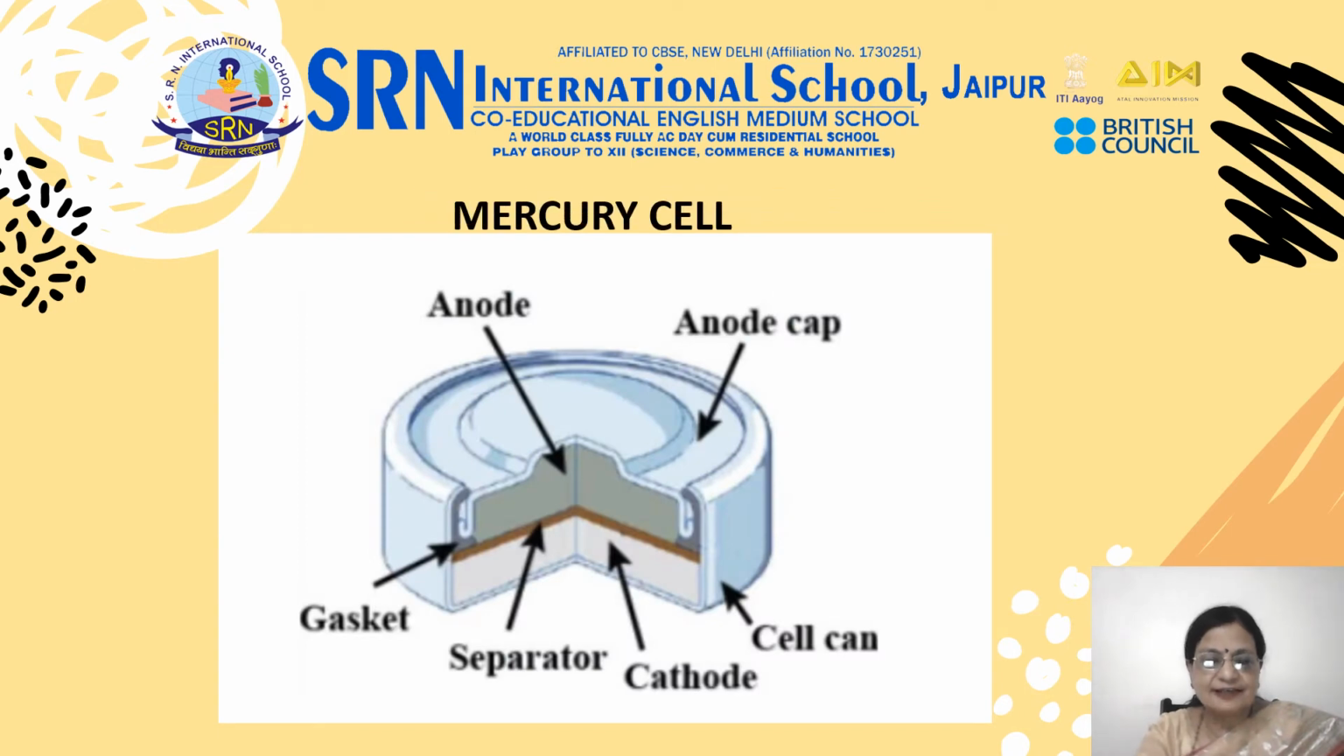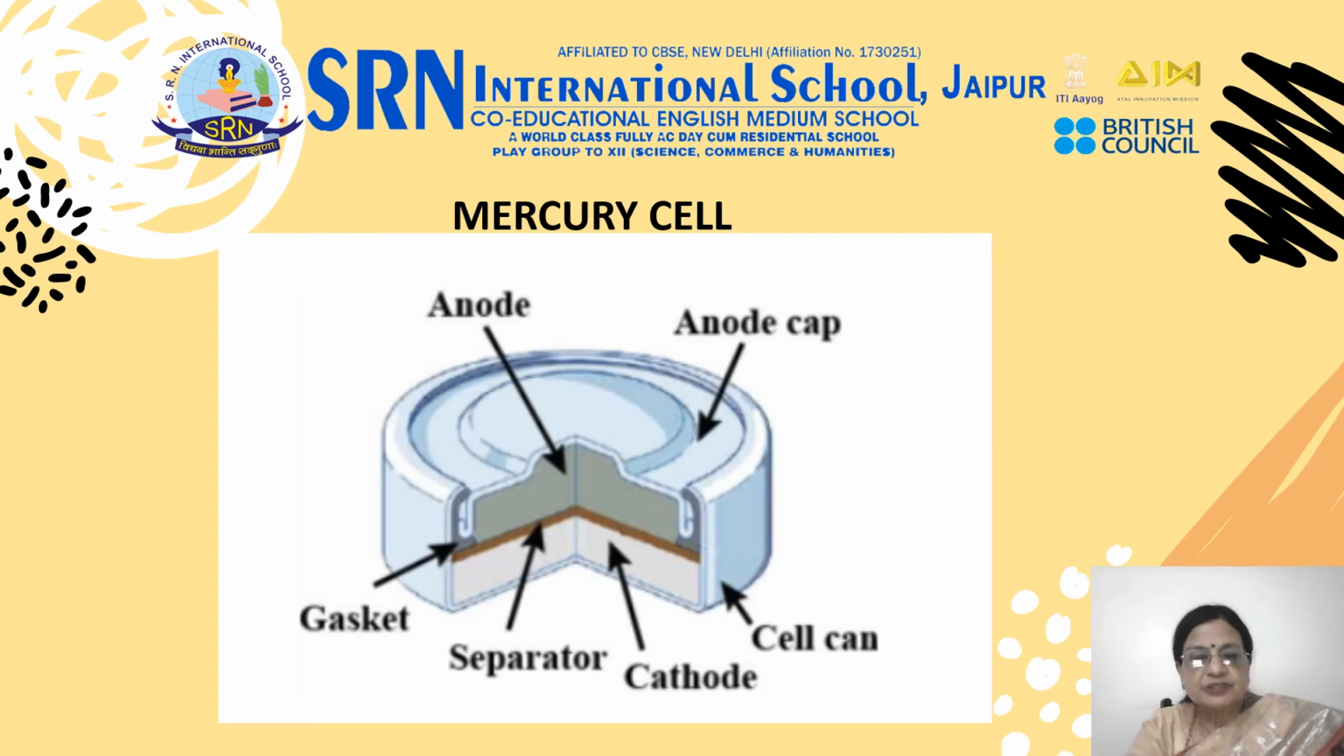Mercury cell is another example of a galvanic cell, and it is a primary cell. Mercury cell is used in hearing aids. It's a small button shaped cell. It is made up of zinc mercury amalgam, which acts as an anode, and a paste of HgO and carbon acts as a cathode. The electrolyte here is the paste of potassium hydroxide and zinc oxide. They produce a constant voltage of 1.35 volt during the discharge.